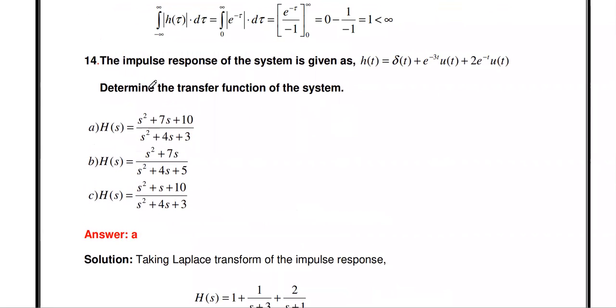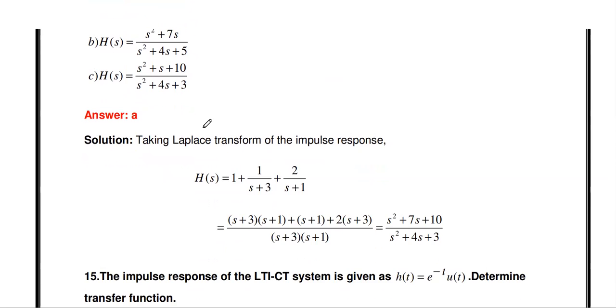And the next one: the impulse response of the system is given as h of t equal to del of t plus e power minus 3t u of t plus 2 into e power minus t u of t. Determine the transfer function of the system. Here, what's the given data? Impulse response is given, and we have to find the transfer function. What is the relation between H of s and h of t? If we take the Laplace transform of h of t, we will get the transfer function H of s.